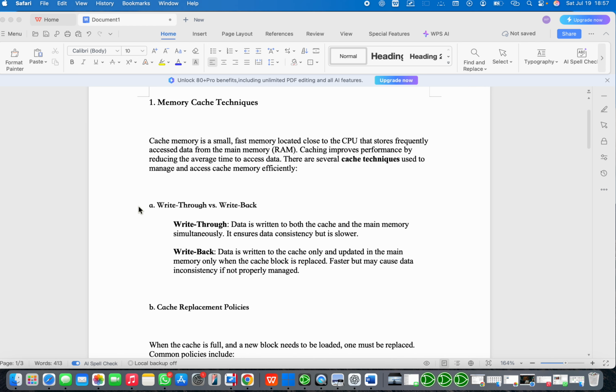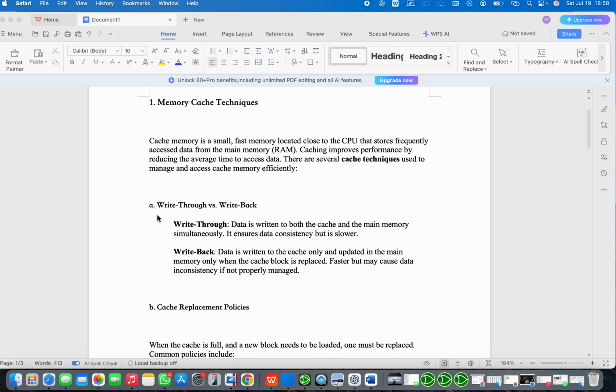So we have write through versus write back types. With write through, the data is written on both the cache and the main memory simultaneously. It ensures data consistency but is slower. With write back, data is written in the cache only and updated in the main memory only when the cache block is replaced.